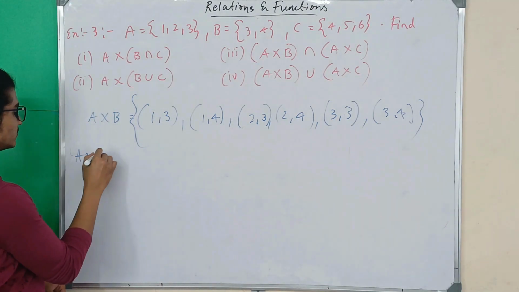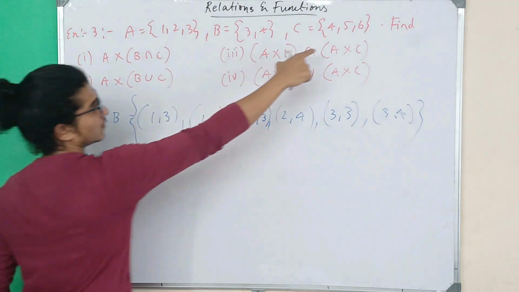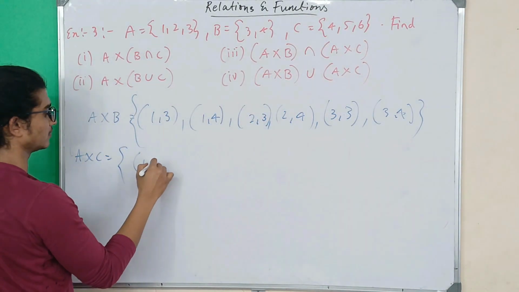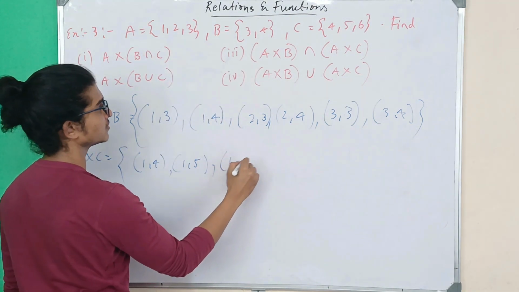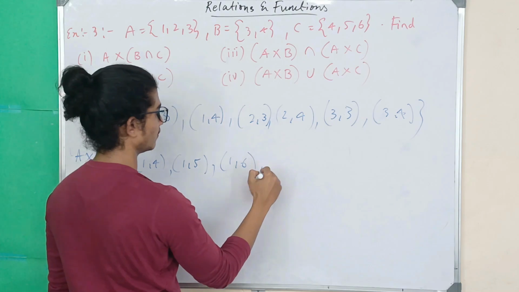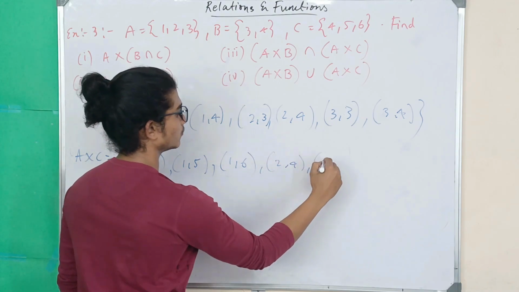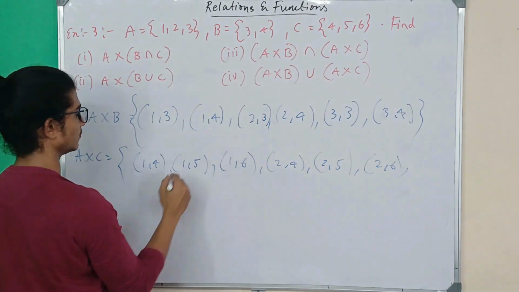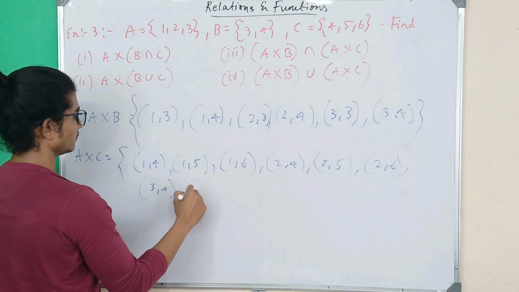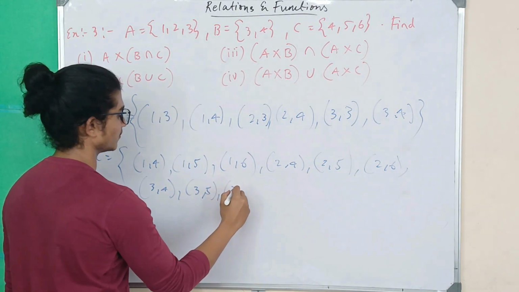So A cross C. So 1 comma 4, 1 comma 4, 1 comma 5, 1 comma 5, 1 comma 6, and then you have 2 comma 4, 2 comma 4, 2 comma 5, 2 comma 6, and then you have 3 comma 4, 3 comma 5, and then 3 comma 6.